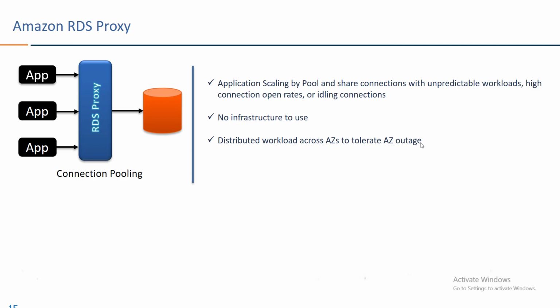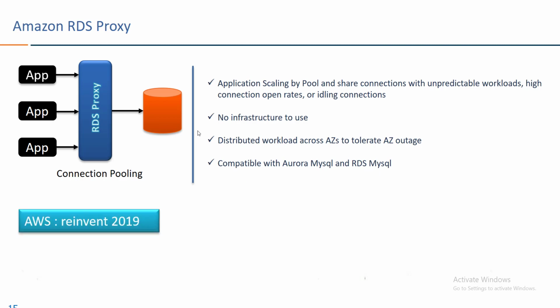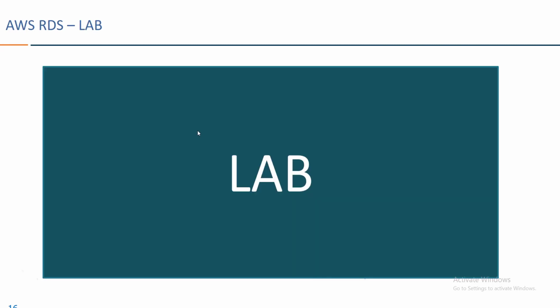Suppose you have chosen the reader endpoint, and it is connected to one availability zone. If it switches to another availability zone, a connection timeout may happen, but it will not happen because it will be handled through the proxy. It is compatible with Aurora MySQL and RDS MySQL. Currently it is available with either Aurora MySQL or RDS MySQL, and as I told you, it was recently launched at AWS re:Invent 2019.